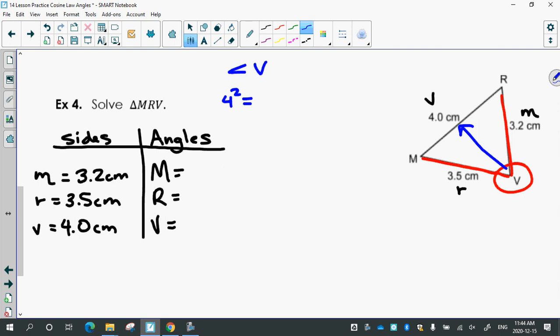And the other two sides squared added up. Minus twice each of the two sides times the cosine of angle B. Okay, so that should be your first line.